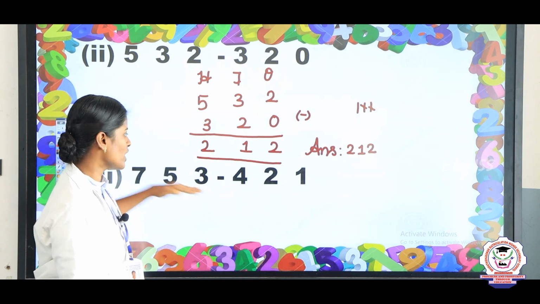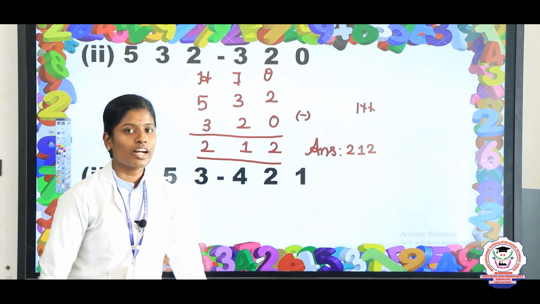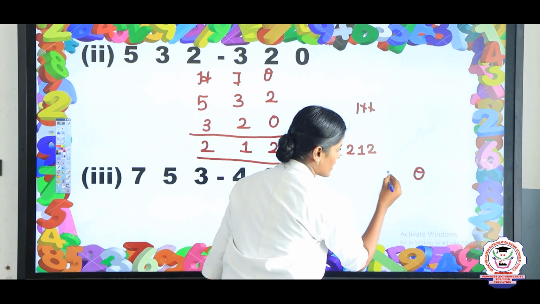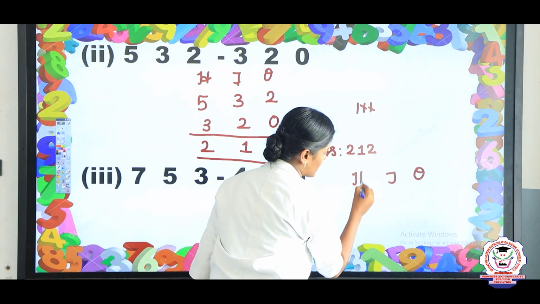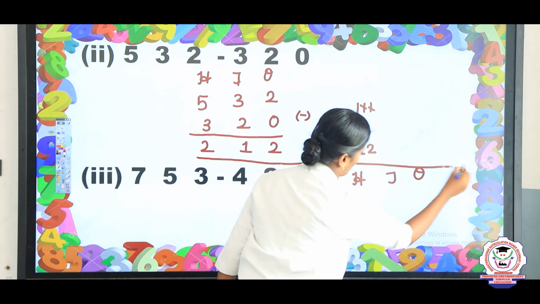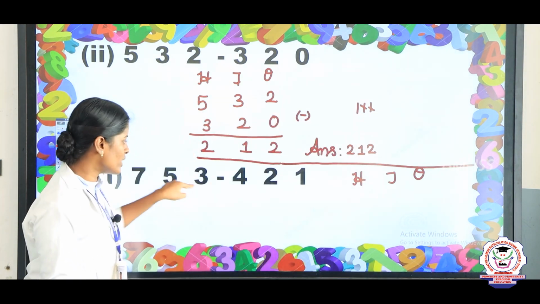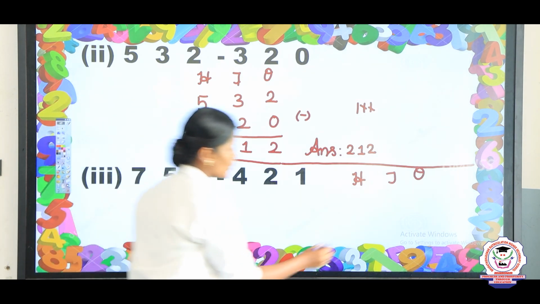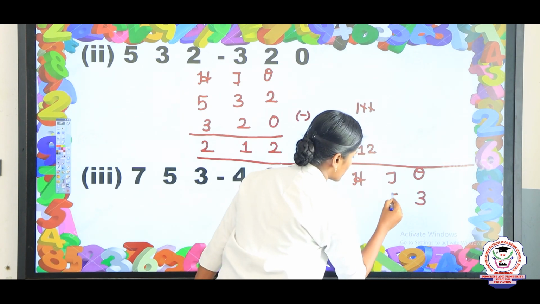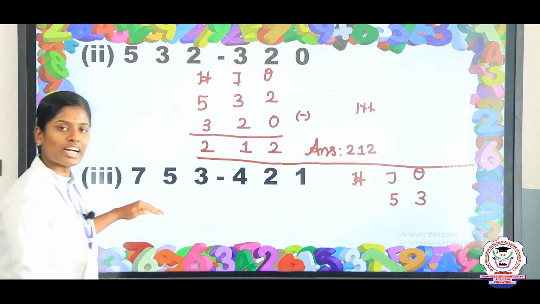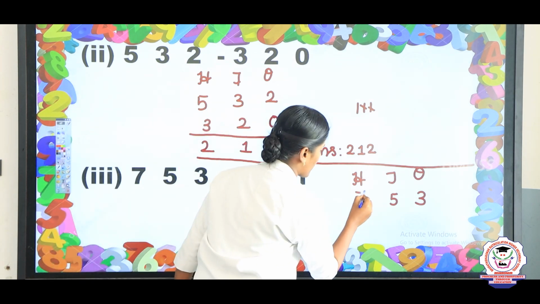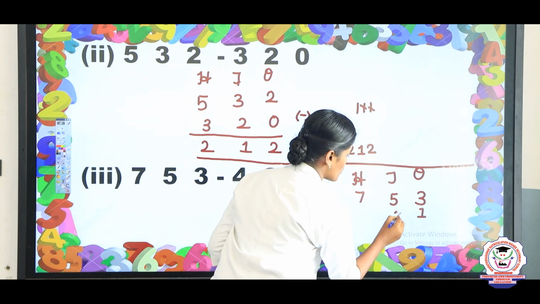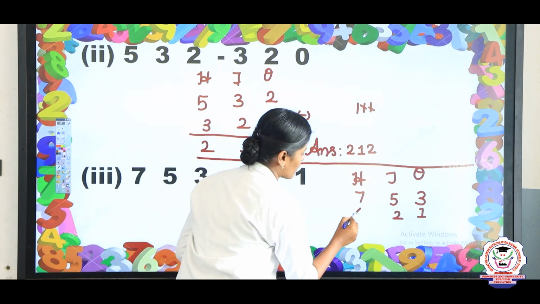So our third sum is 753 minus 421. Our first step is place values. What is the first place value? Ones, the second place value is tens, and the third place value is hundreds. Ones, tens and hundreds. Next we will take the ones place value. What is the ones place value, Nani? Very good. The ones place value is 3, the tens place value is 5, and the hundreds place value is 7. Here the ones place value is 1, the tens place value is 2, and the hundreds place value is 4.